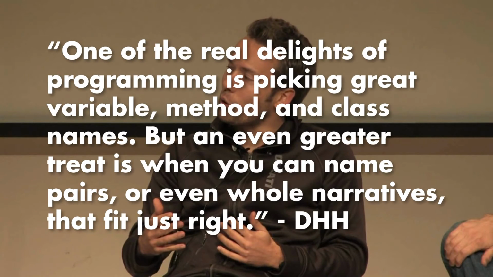DHH, the creator of the Ruby on Rails framework, had this to say about the importance of naming. One of the real delights of programming is picking great variable, method, and class names. But an even greater treat is when you can name pairs or even whole narratives that fit just right. In the show notes, I posted a guide that he wrote where he gives a great story on a specific time that he was intentional in regard to naming a method.